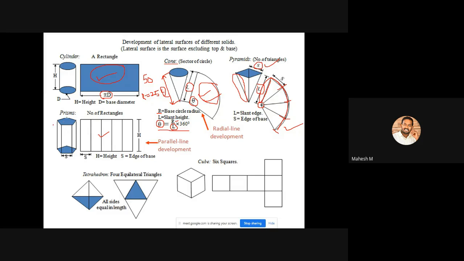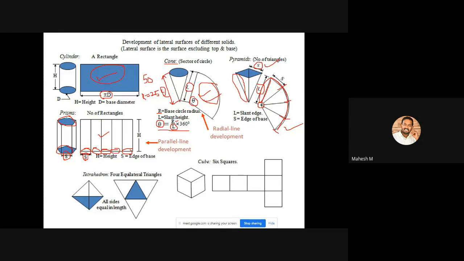Since it is a pentagonal prism, you have to draw the development of the lateral surface. So please don't consider the top and bottom surface; you can exclude this. You'll be having the side value. Based on this side value, you can create five lines with the value of the side value. So this is 1, this one is 2, this one is 3, this one is 4, and this one is 5. These five values are equal to the side value.